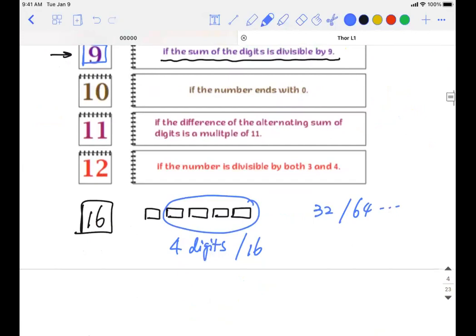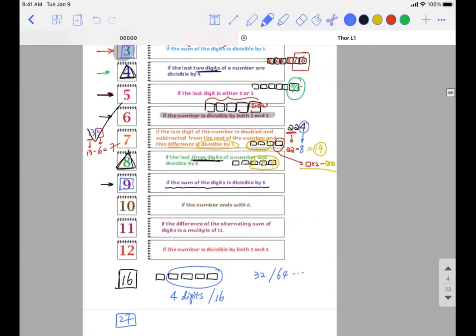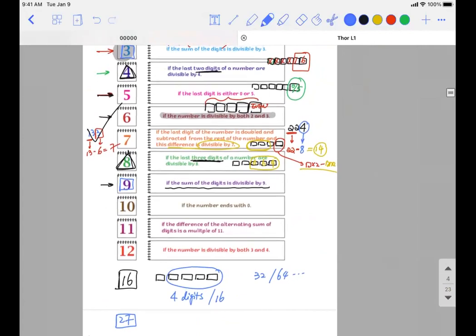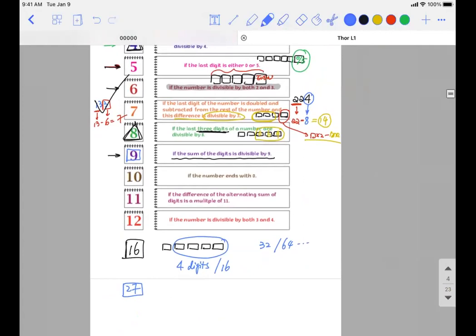So what about if I ask you 27? What will be the numbers divisible by 27? What would this number look like? Who can tell me? You check 3, check 9, you can guess what's going to happen for 27. Who can tell me?